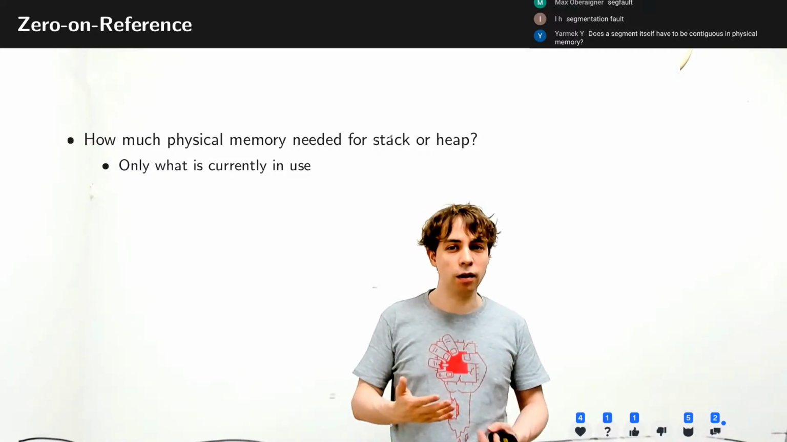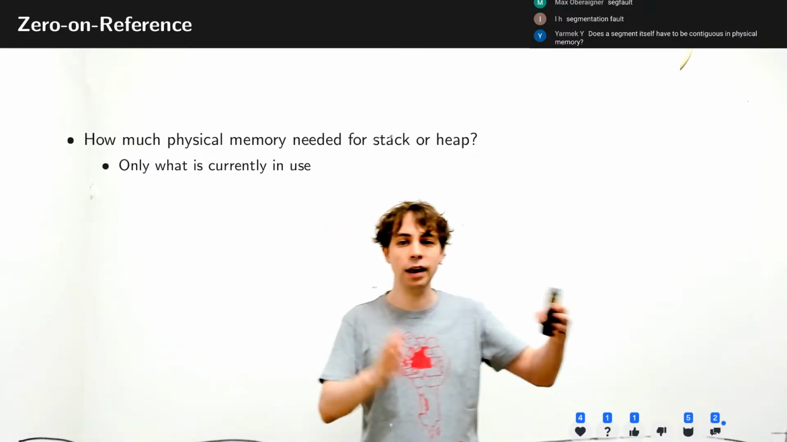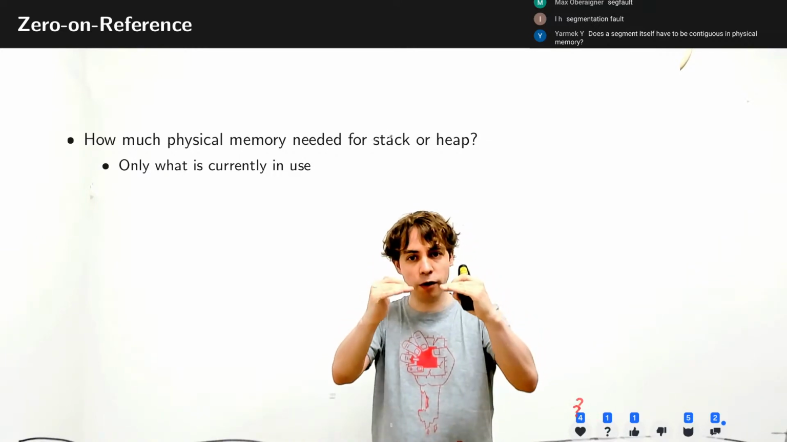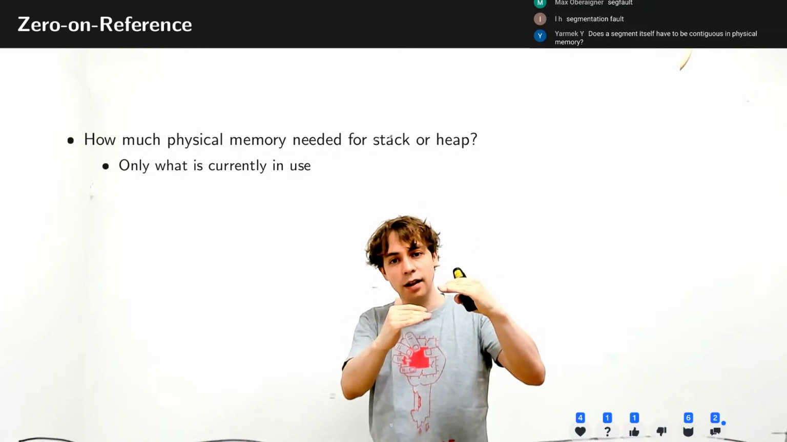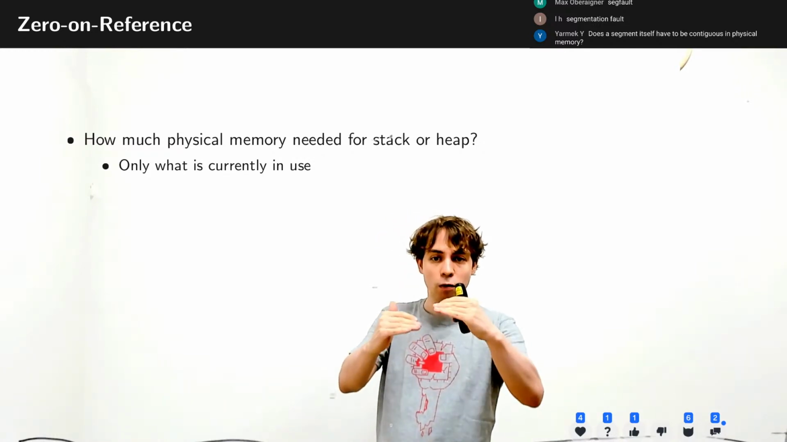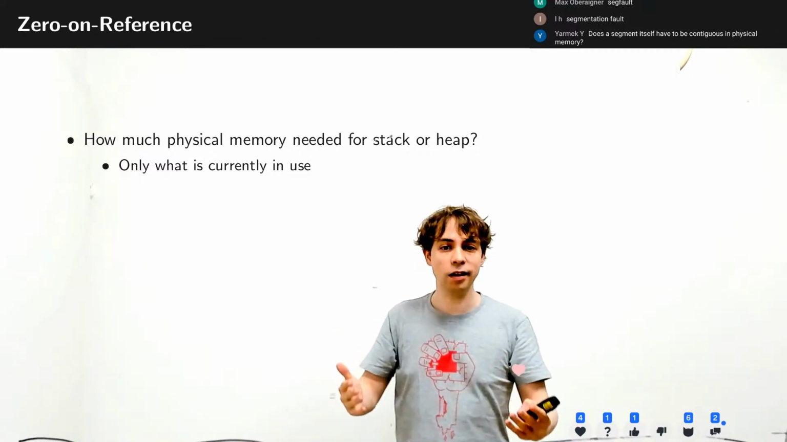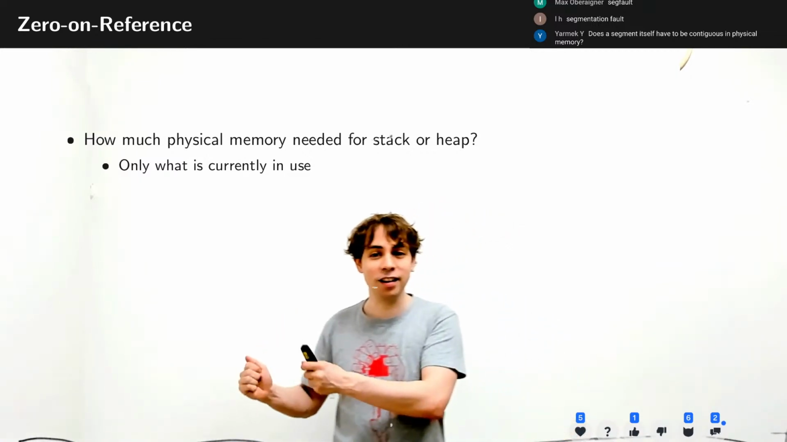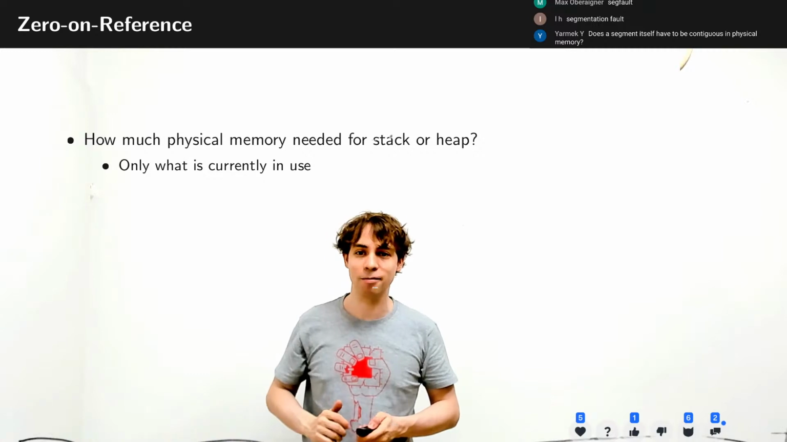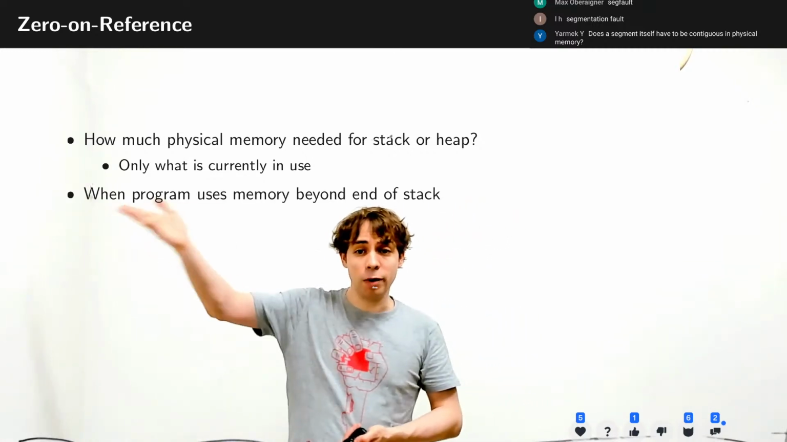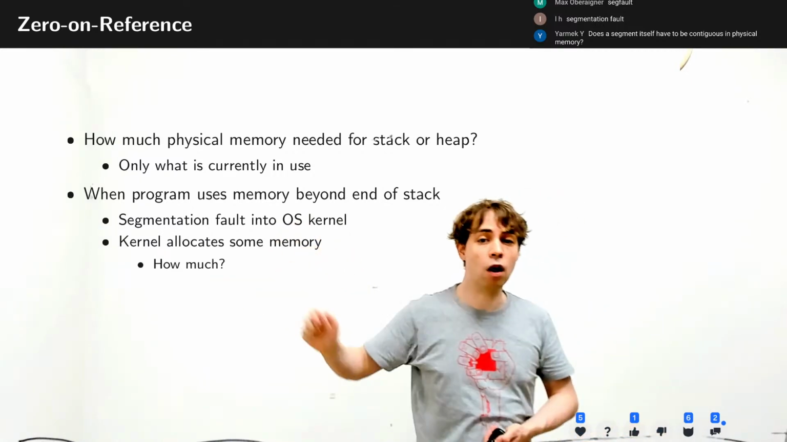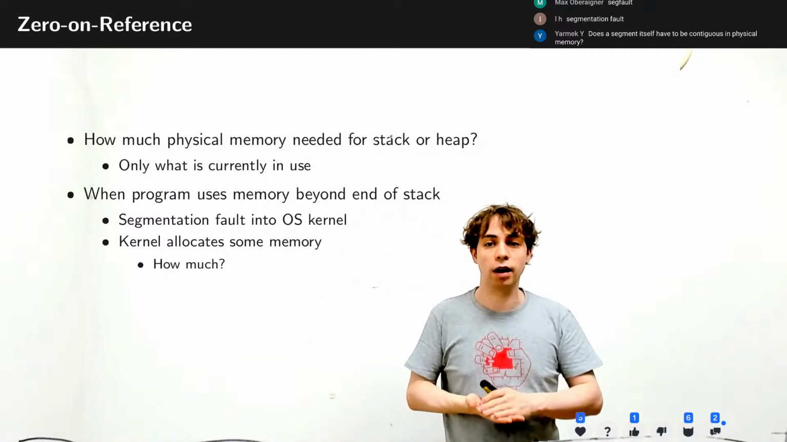And when do we know that the process needs more stack or more heap? Well, the process tries to call more and more functions, putting more and more values on the stack. At some point, this will lead to a stack overflow. And in this case, this might be fine because we exceed the segment size, we get a segmentation fault, and the operating system can go and solve that and just make the stack segment larger and let the process write there. When the program uses memory beyond the stack, segmentation fault, kernel allocates more memory. The question, of course, is how much, but probably just as much as is needed right now, only a small amount.